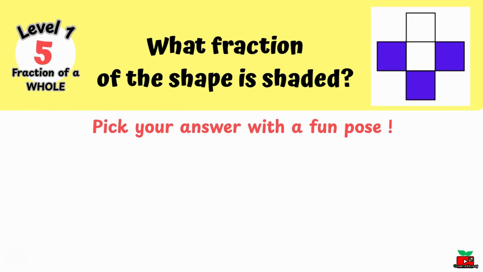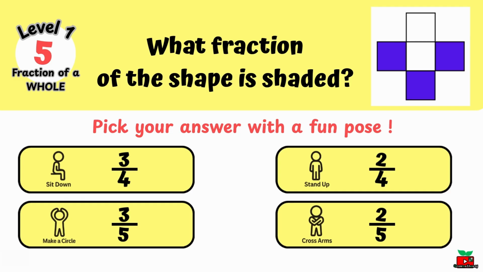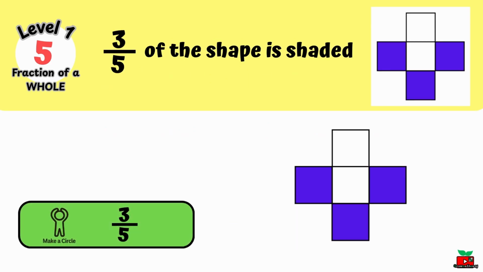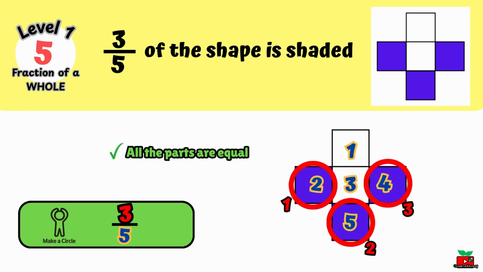What fractions of the shape is shaded? 3 over 4, 2 over 4, 3 over 5, or 2 over 5? 3 over 5, 3/5 of the shape is shaded.